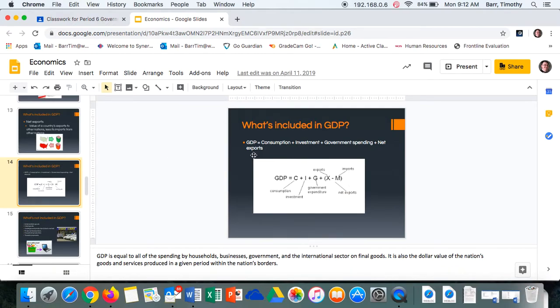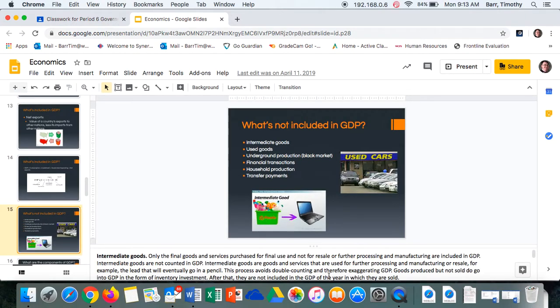So this is our calculation: consumption plus investment plus government spending plus net exports. So, exports minus imports. I suggest that when you do your GDP assignment, you look at this and you use this formula. Stuff not included in GDP: intermediate goods, used goods, black market goods, stuff that you make from home, and transfer payments.